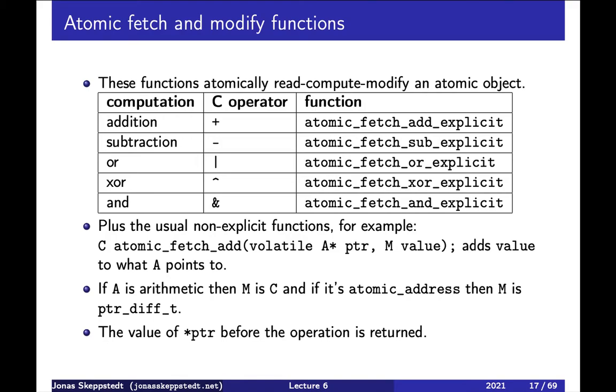A list of additional functions to operate on atomic variables, and notably, there is no corresponding multiply or divide function, and as usual they are available with or without the explicit argument to set the memory order of the operation. Okay, and I should mention that the type atomic address is basically the pointer.